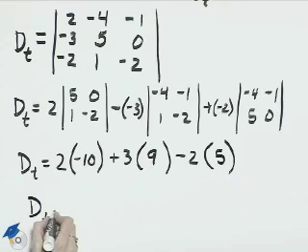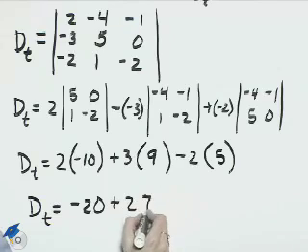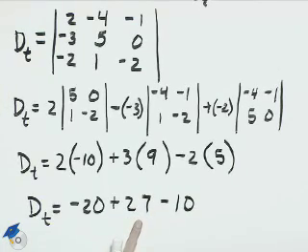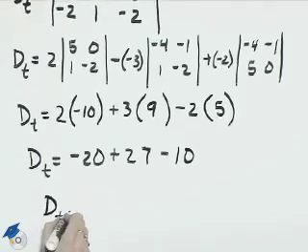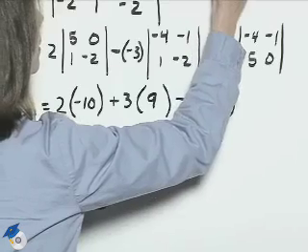D sub T is equal to negative 20 plus 27 minus 10. Negative 20 plus 27 is positive 7, and 7 minus 10 is negative 3. So D sub T is negative 3.